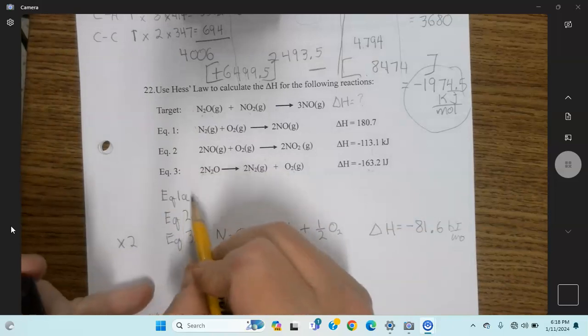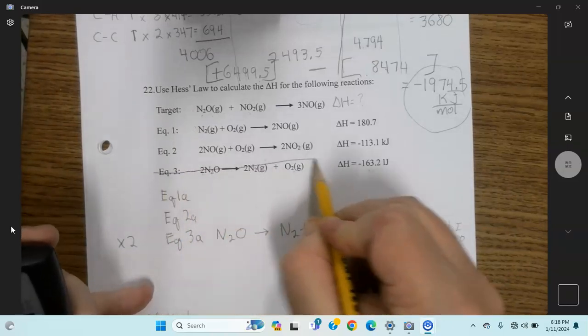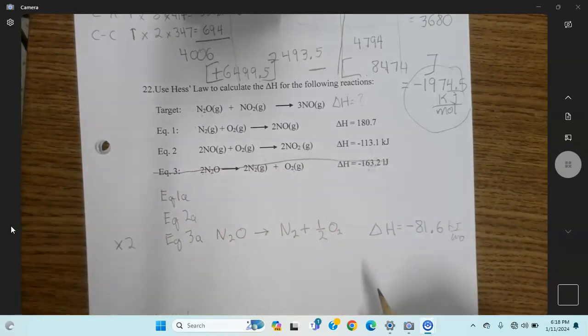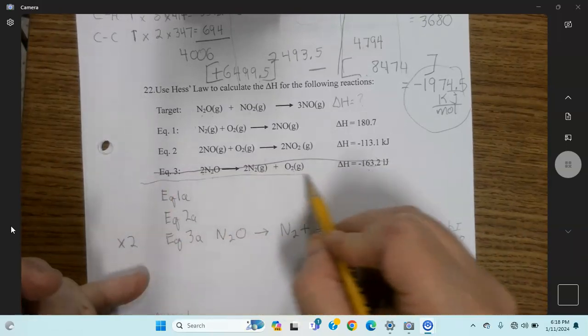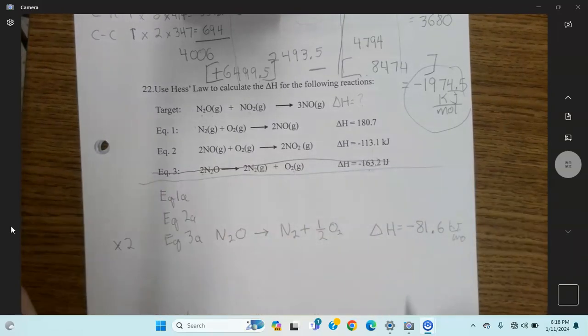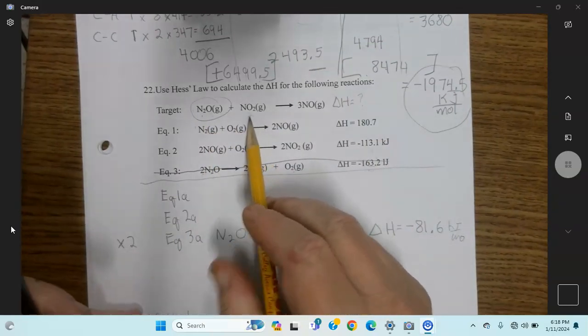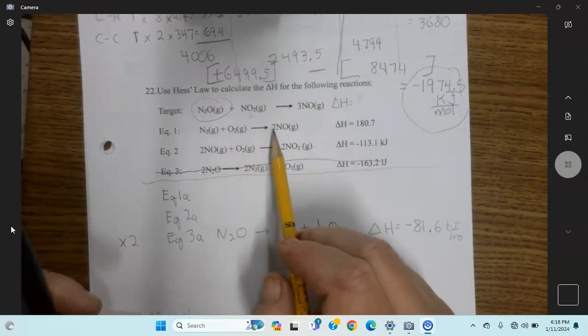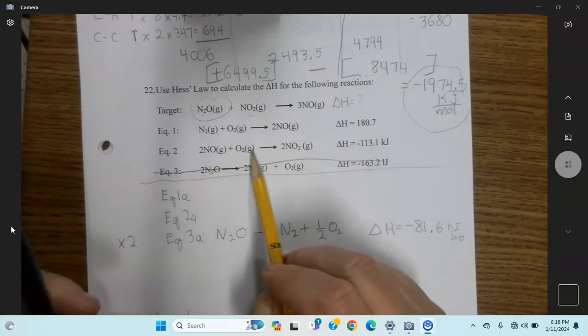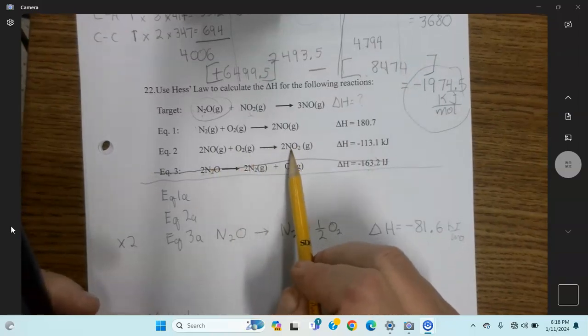Okay, now I'm going to put a line through this because I don't want to accidentally add this in again later on, okay? In fact, I'm going to put a line between both of these like that. Okay, now, so we've taken care of this. Now let's go to NO2. So NO2, where do we see it? Right there and nowhere else.